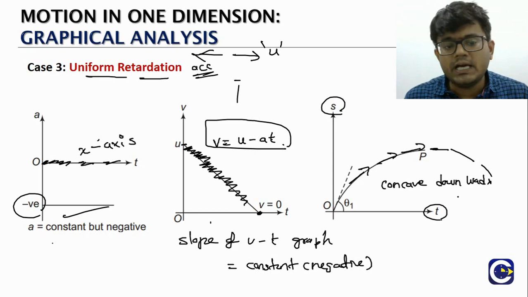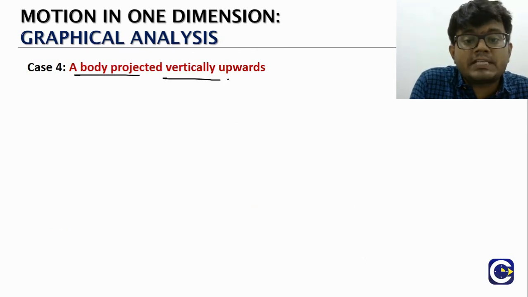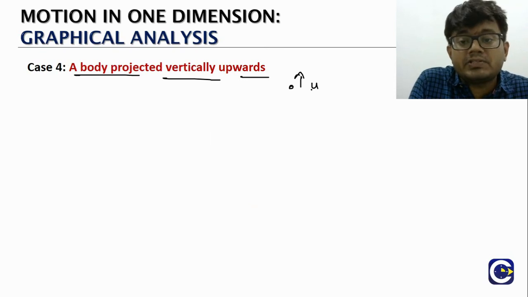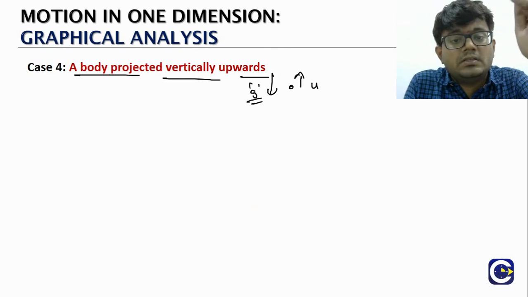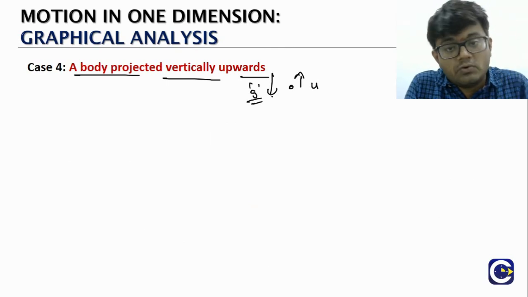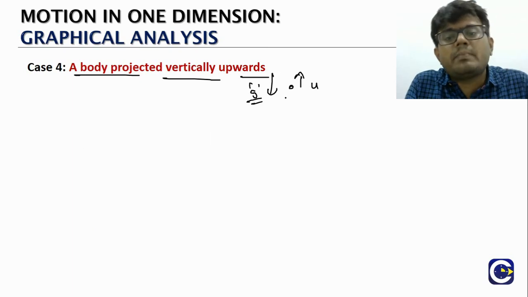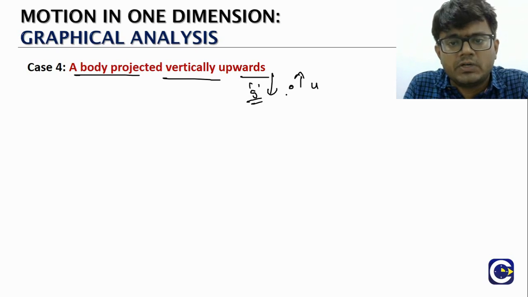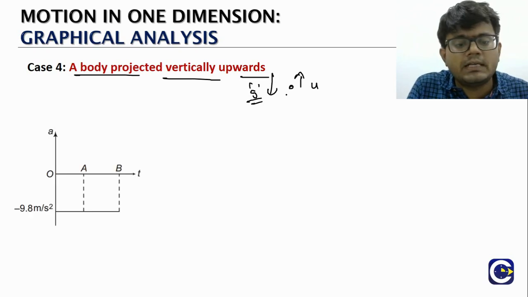Now we will go into the fourth case, that is we have a body which is projected vertically upwards. If you project a body vertically up with a velocity, remember, in the entire journey, the acceleration of the particle is acceleration due to gravity, which is g downwards. So it is the case of uniform retardation, because as the particle is going up, it has an acceleration g downwards. It goes up till its velocity becomes 0, and then it starts coming in the opposite direction. So we'll see how the graph will look.